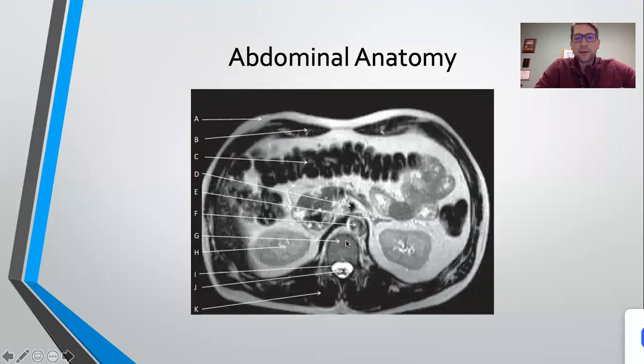G, vertebral body. H, right kidney. I, spinal canal. J, spinal cord. H are those erector spinae muscles. So that's a common registry question, these muscles back here.